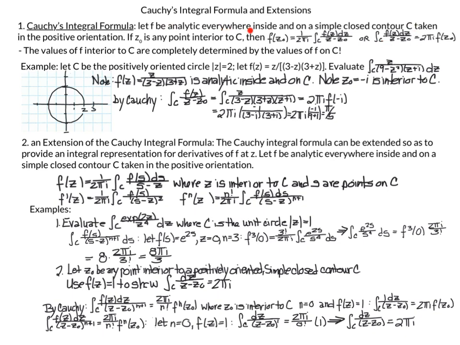So if f is analytic everywhere inside and on a simple closed contour C, taken in the positive orientation, and z naught is any point interior to C, then f evaluated at z naught is equal to 1 over 2 pi i times the integral over C of f of z over z minus z naught dz. Or, multiplying both sides of the equation by 2 pi i, the closed contour integral of f of z over z minus z naught dz is equal to 2 pi i f of z naught.